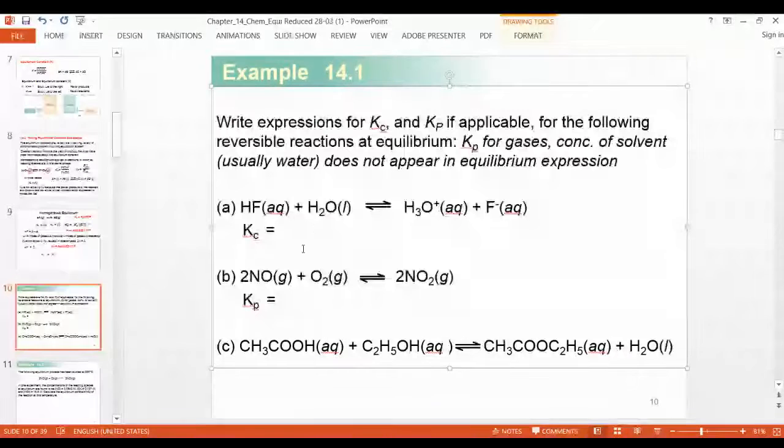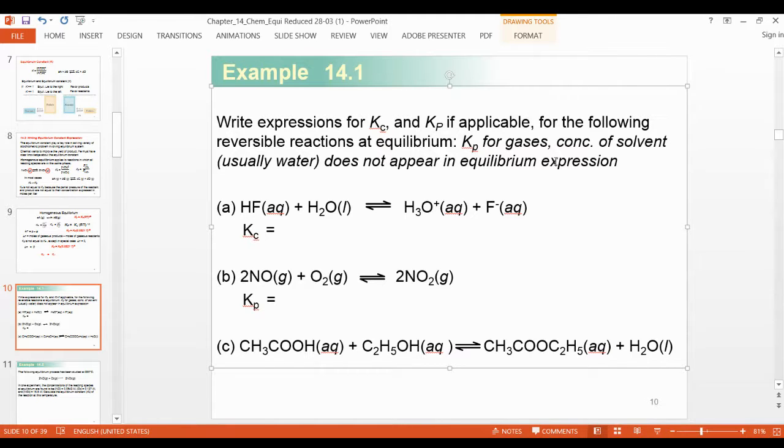Okay, now look at this example 14.1. Write the Kc and Kp if applicable for the following reversible reaction at equilibrium. Kp is for all the gases. The concentration of the solvent, usually water, does not appear in the equilibrium. Generally if water is there, we consider it as a constant, so it will not be added into the equilibrium expression.